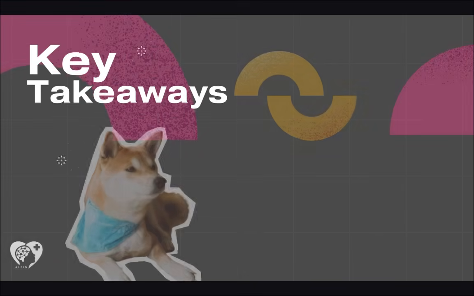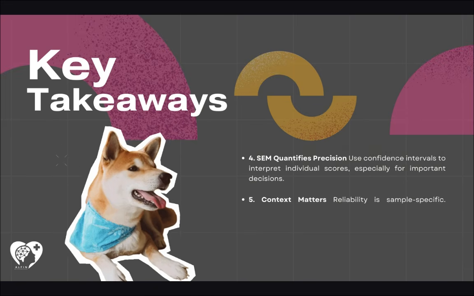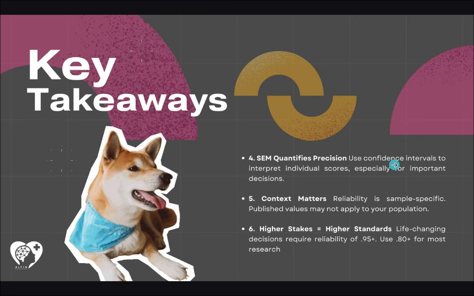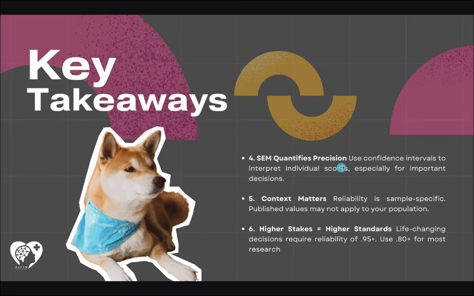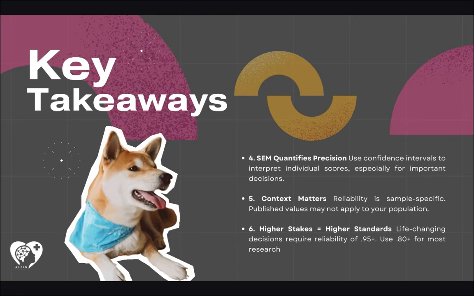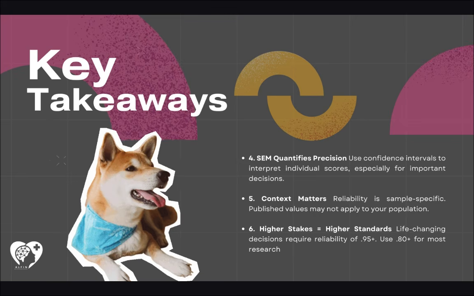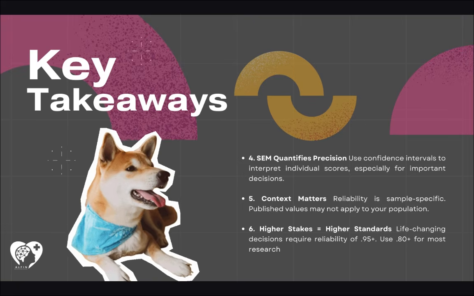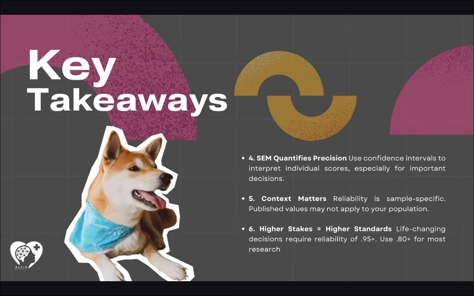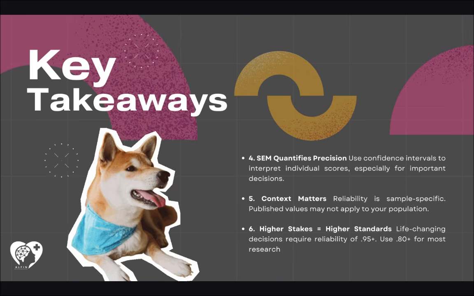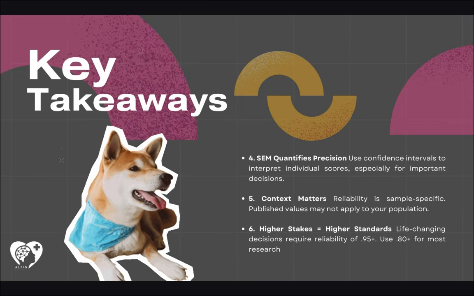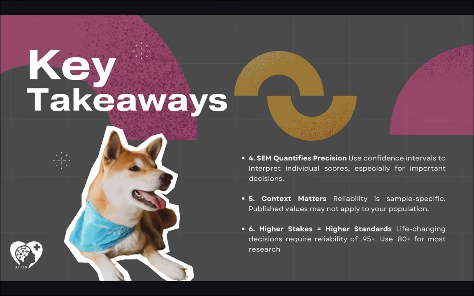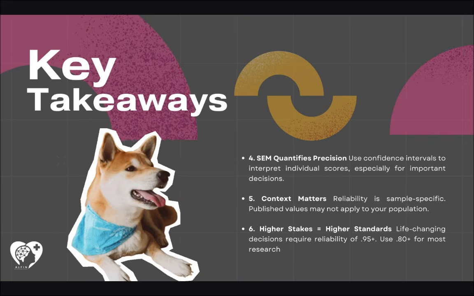And then we have number 4. SEM quantifies precision. So we use confidence intervals to interpret individual scores, especially for important decisions. We don't use confidence intervals to predict where a score will land. No, we don't use it for prediction. It is for us to acknowledge that the observed score that we get might not be accurate. So there is an estimation of that in the form of a range, in a certain percentage of confidence interval.